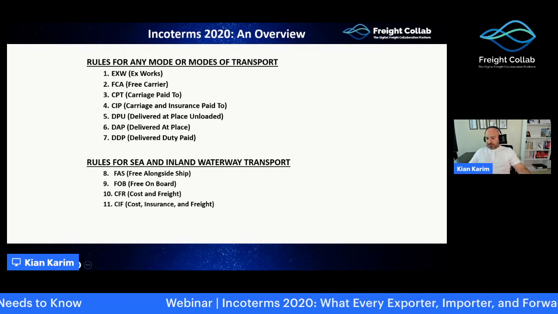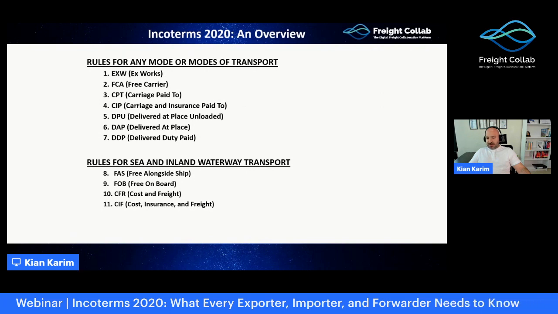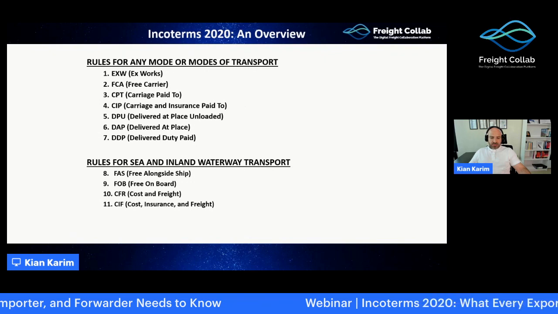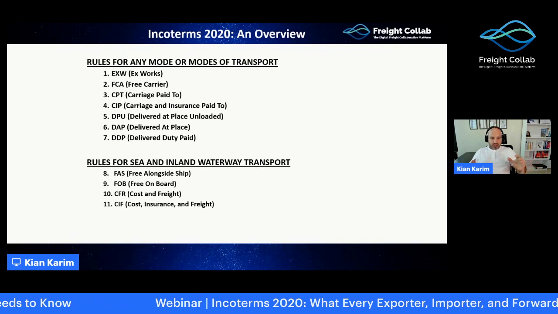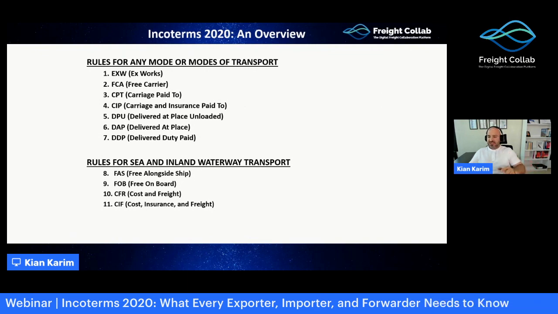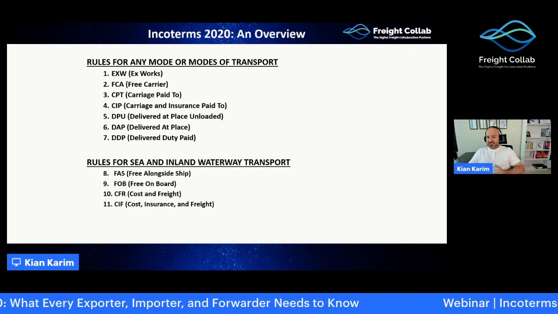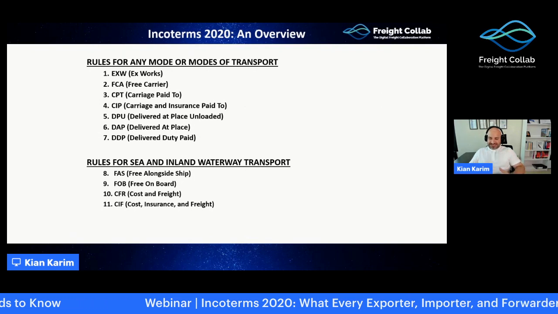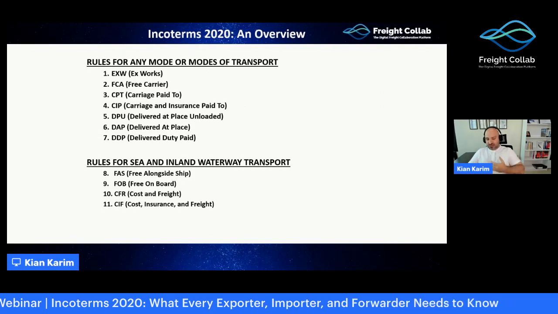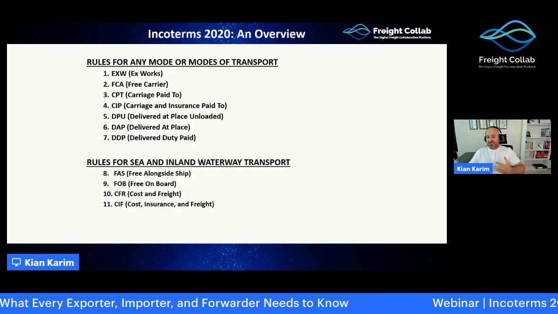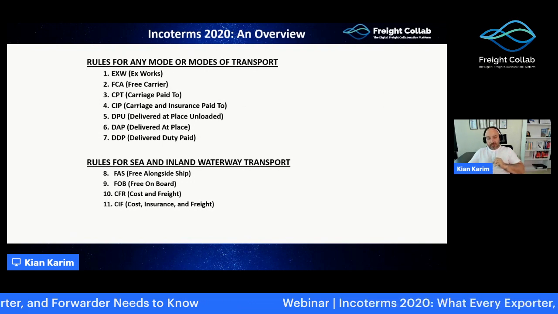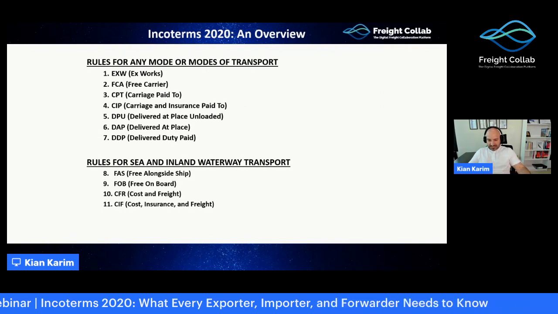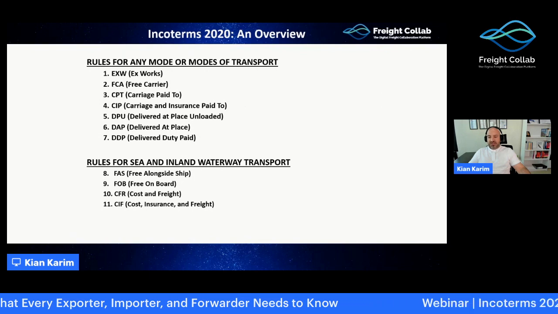In DDP, Delivered Duty Paid, the seller delivers the goods cleared for import to a named place. The seller bears all costs and risks, including duty payments. It means that in DDP, the seller's responsibilities are maximum. The buyer just sits there at the destination, and the seller should do and pay all the costs involved: the transportation, the export customs formalities, import customs formalities, and everything. So in DDP, the risk and cost for the seller is maximum.